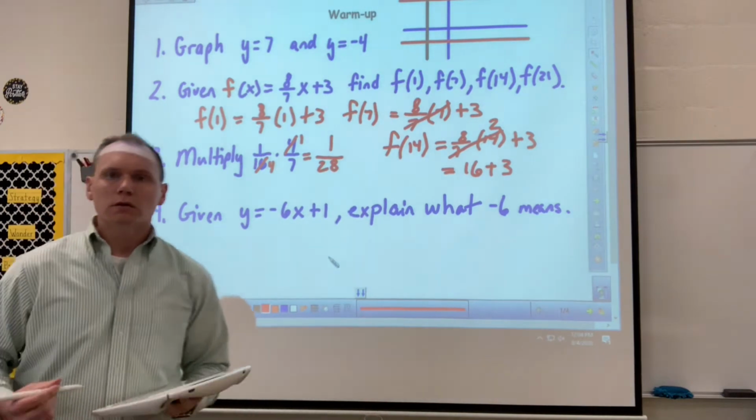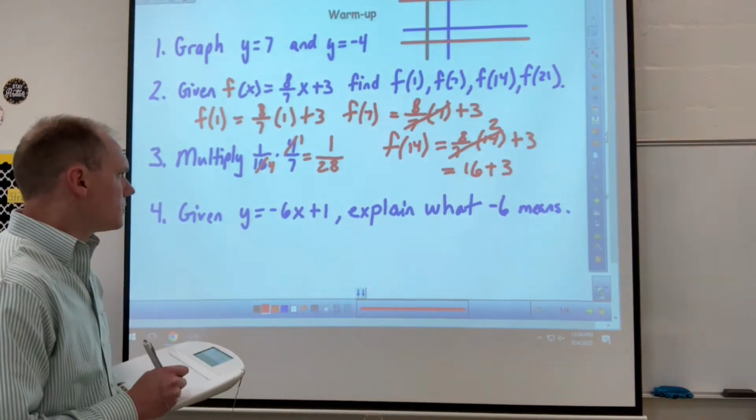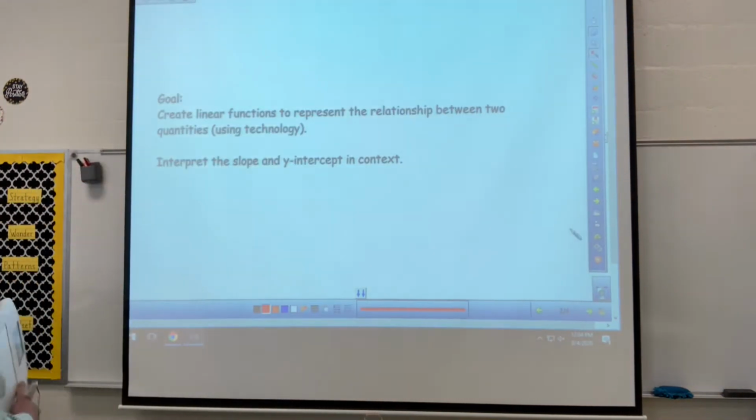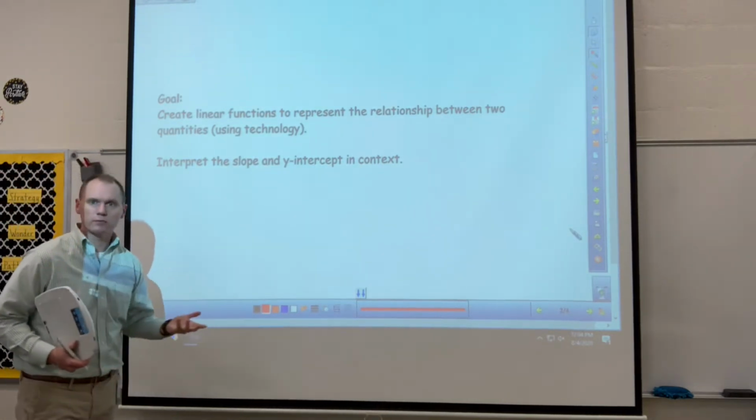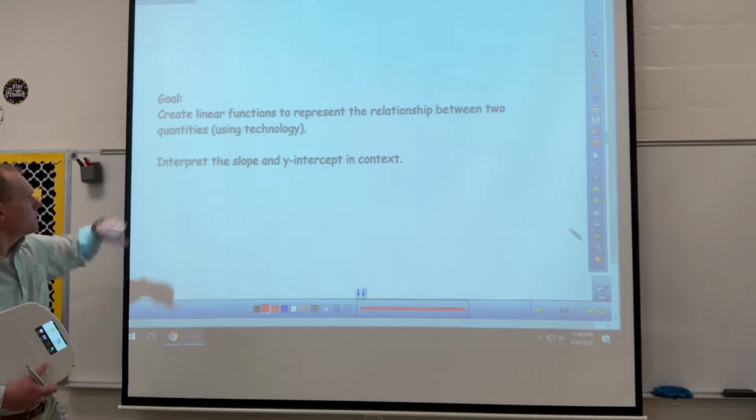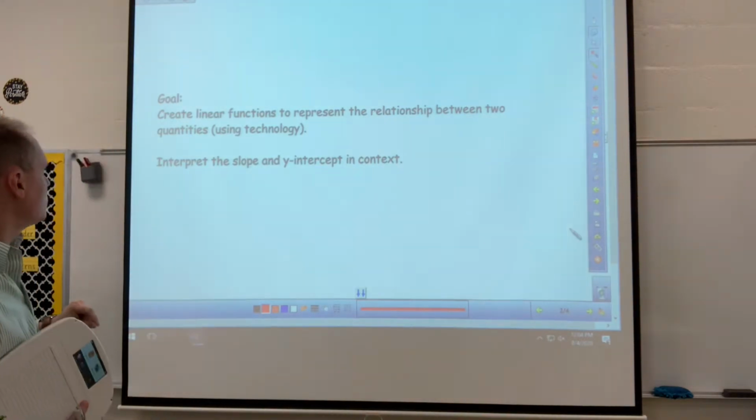All right, so let's go ahead and move on to our topic for today, which is all about what's called linear regression or line of best fit. So it says create linear functions to represent the relationship between two quantities.